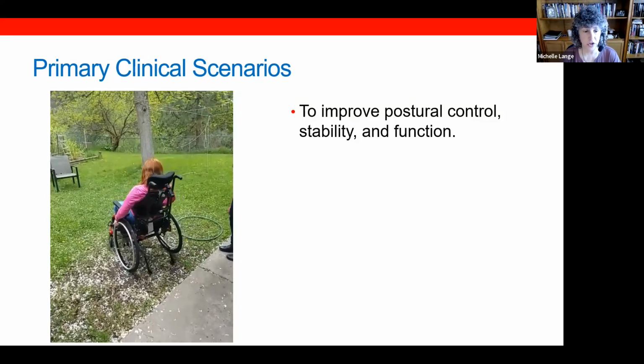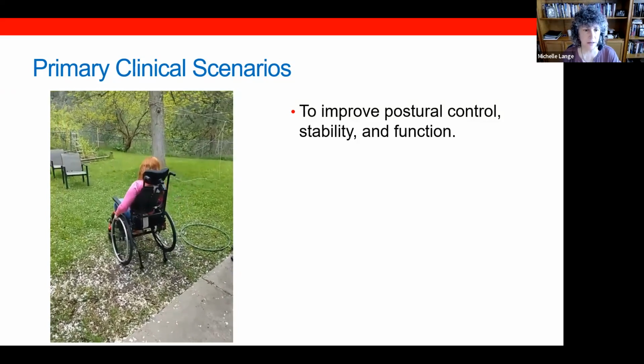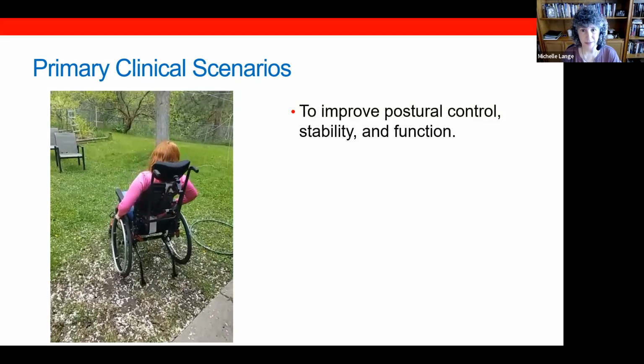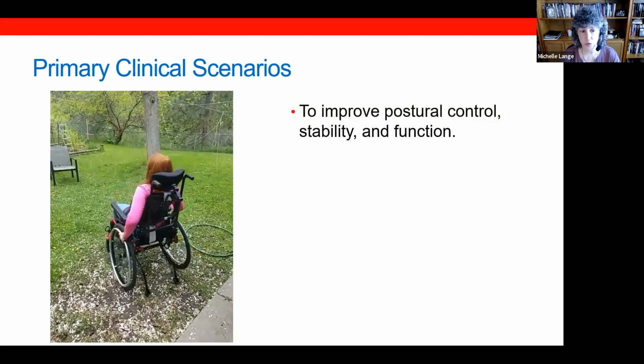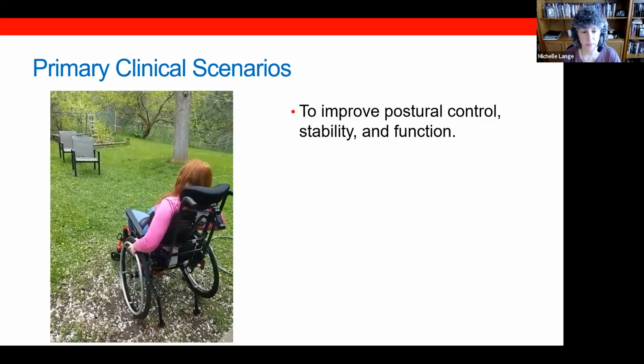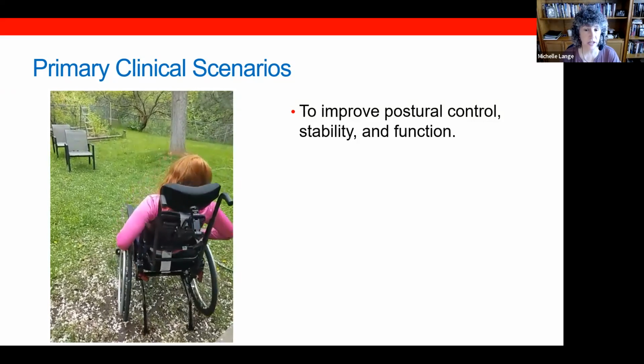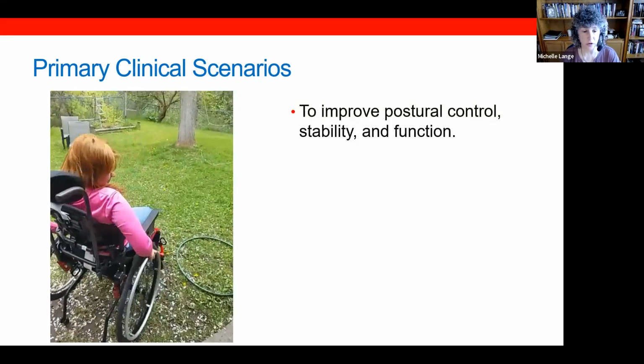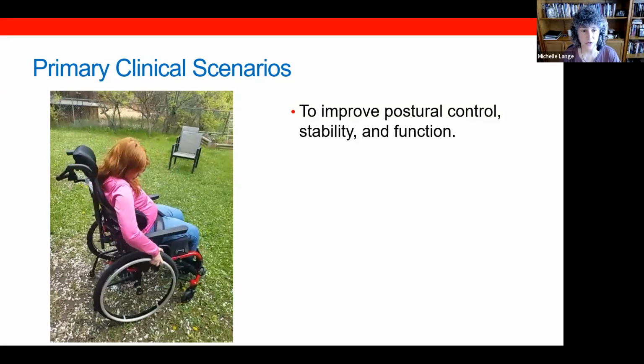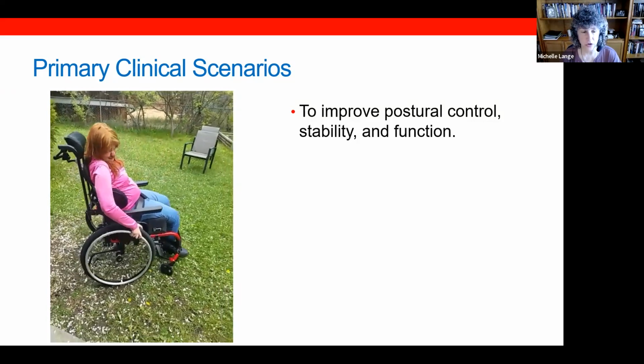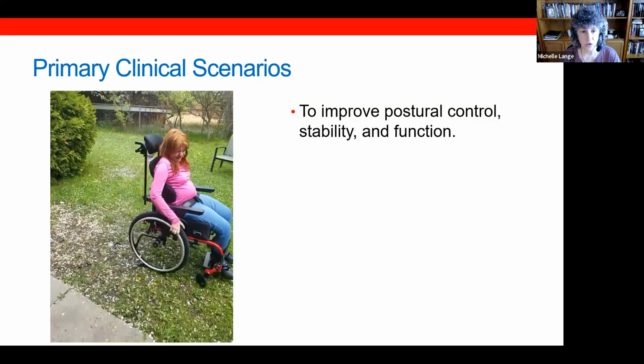It's improved her function because she can lean back into the dynamic back and use some of that stored energy to help her move forward. As she leans back, she can get a better placement on the wheels with her hands as well. And this is allowing her to move herself outdoors.